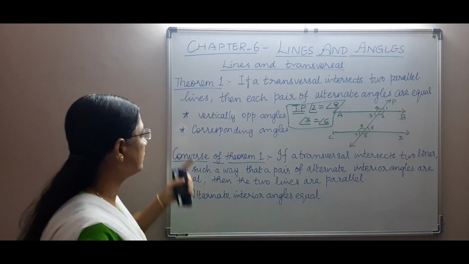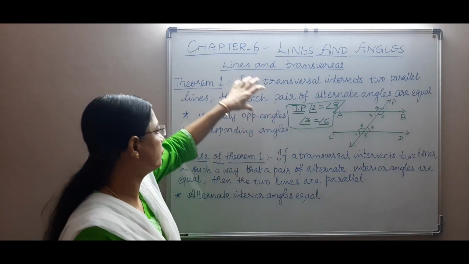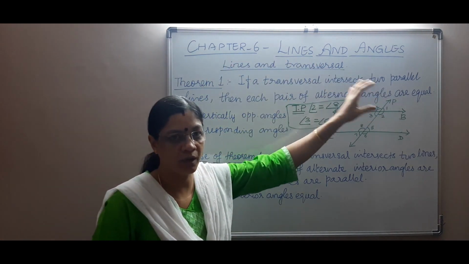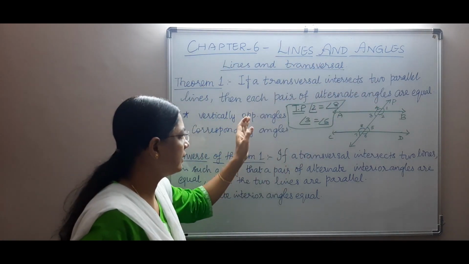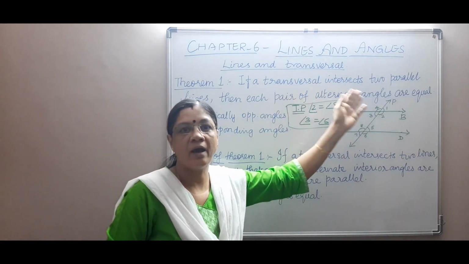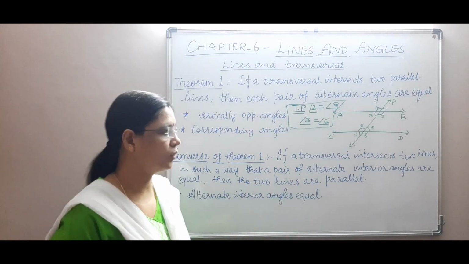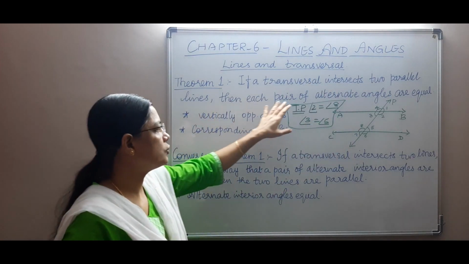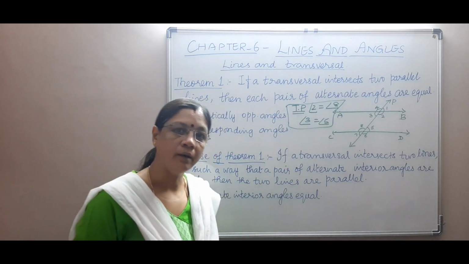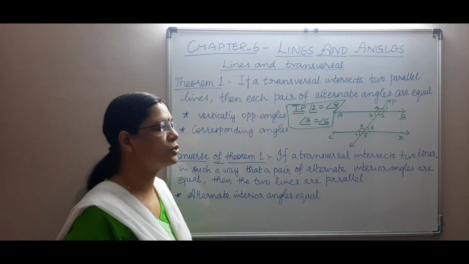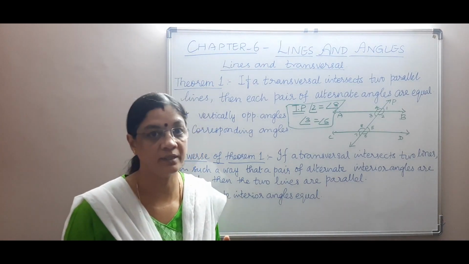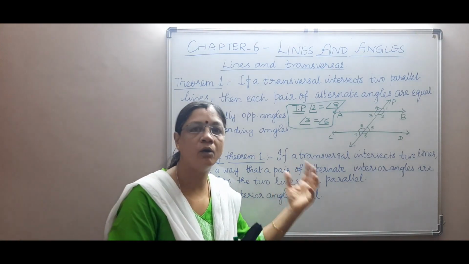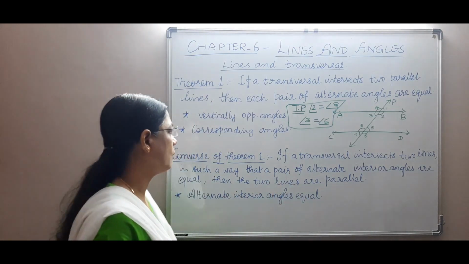What does a theorem have? It has an if part and a then part. See, if there is a condition, okay, if it is like this, then we have a statement which we need to prove. So if a transversal intersects two parallel lines, then each pair of alternate angles are equal. So it is sufficient for us to prove one pair of alternate angles to be equal, and similarly we'll see how the next pair also is equal.